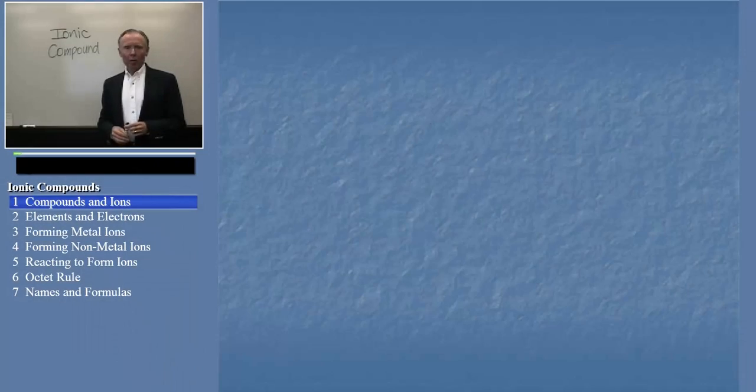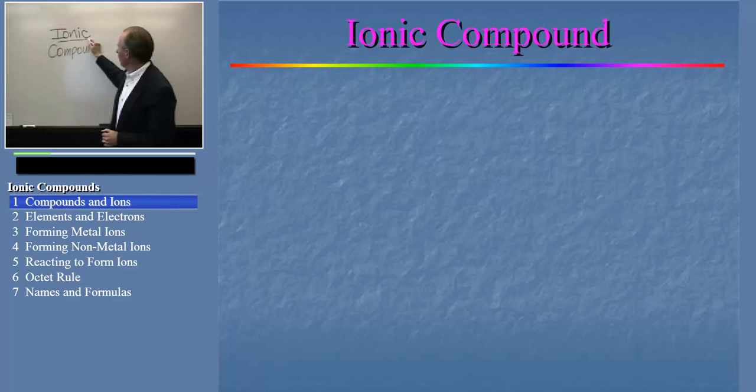Let's talk today about the ways chemical elements react with one another. This time, we'll focus on chemical reactions which form a specific kind of product called an ionic compound. Let's start by picking that name apart to see what it means.